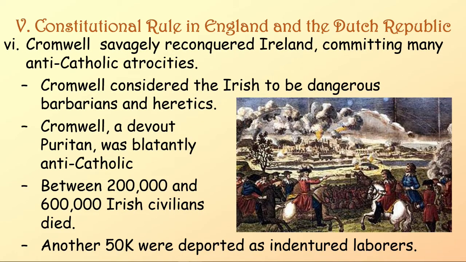Cromwell savagely reconquered Ireland, committing many anti-Catholic atrocities. Cromwell considered the Irish to be dangerous barbarians and heretics. Cromwell, a devout Puritan, was blatantly anti-Catholic. Between 200,000 and 600,000 Irish civilians died, and another 50,000 were deported as indentured laborers.